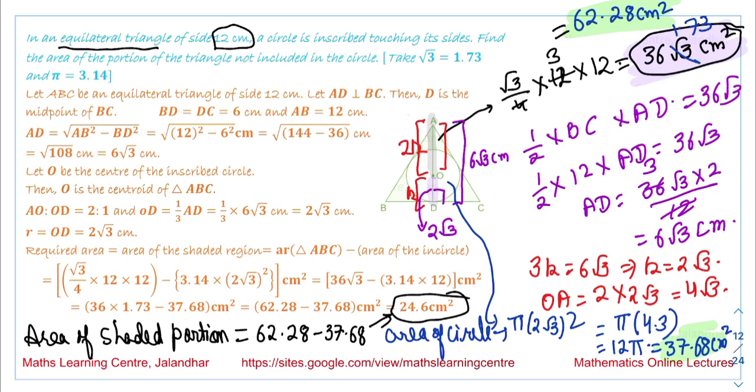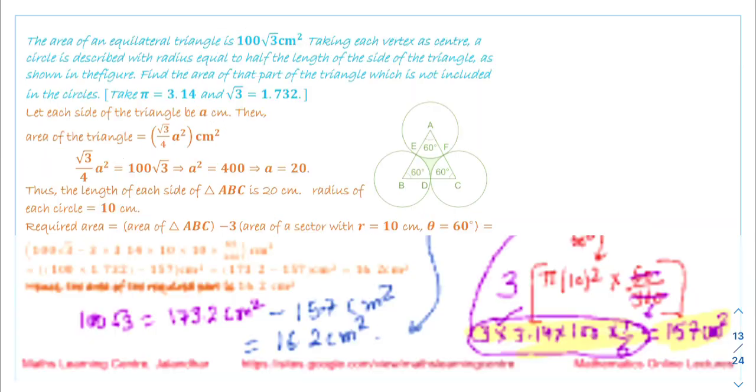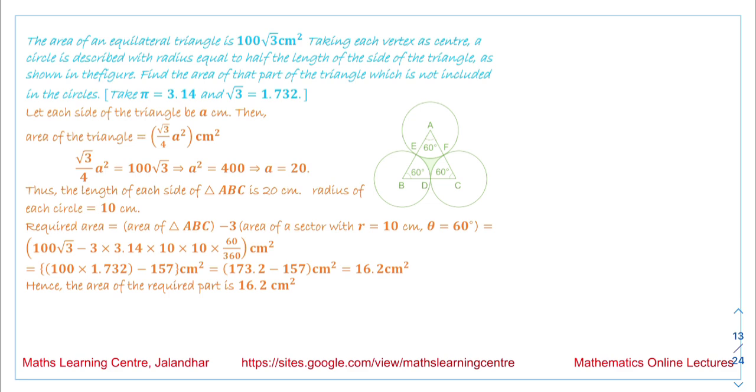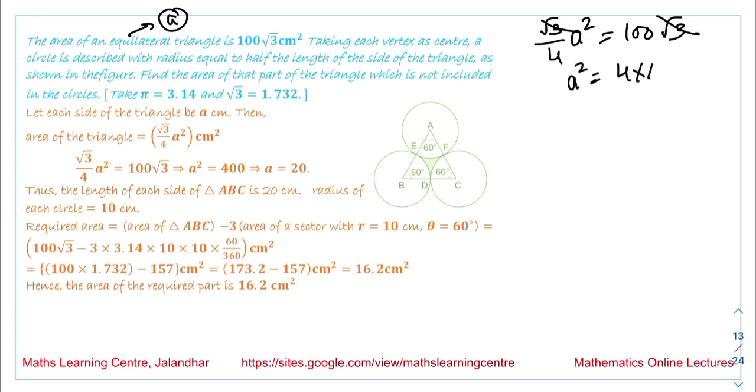Next we have, the area of an equilateral triangle is 100 root 3 centimeter square. So suppose the side of the triangle has length a. The formula for the area is root 3 by 4 a square, that is equal to 100 root 3. Root 3 gets cancelled. We get a square is equal to 4 into 100. So the value of a is 2 into 10, that is equal to 20 centimeters.